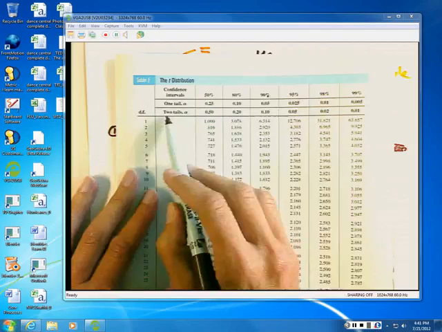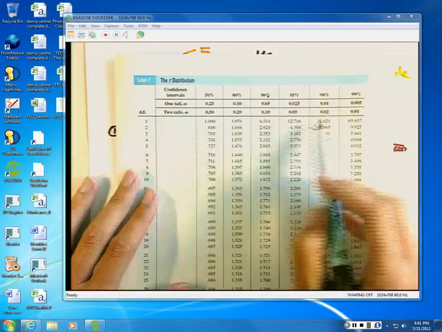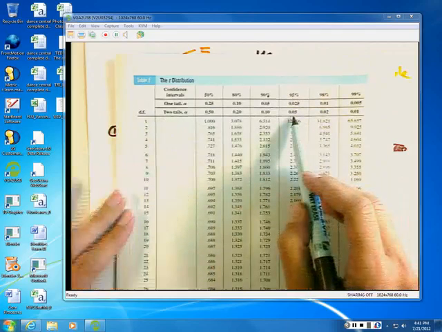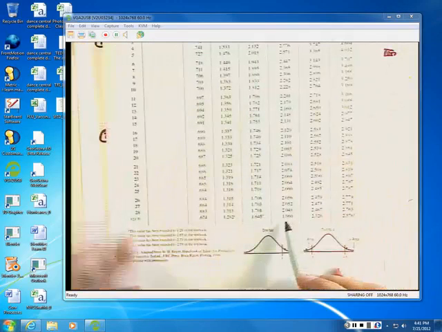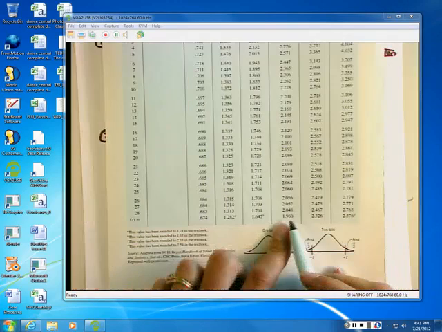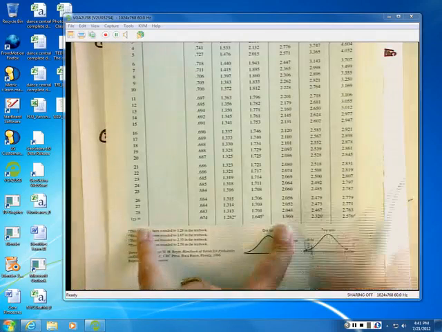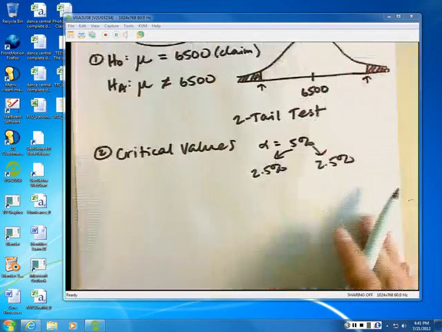So two-tail test, 0.05. I go all the way to the bottom. We had 40 in our sample, so I don't need any degrees of freedom. And it says that my z-score, this is two tails, so I have a positive and a negative one, is 1.96. So 1.96. I'm looking at a z-score, though.